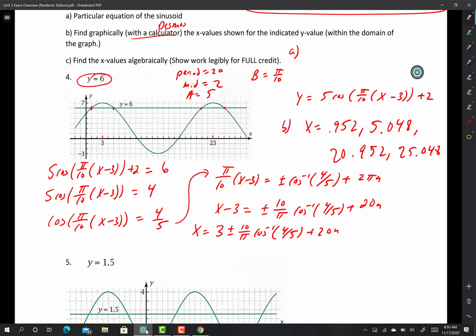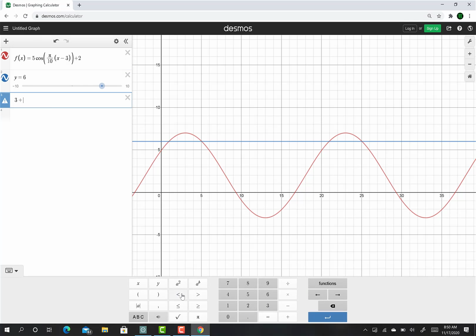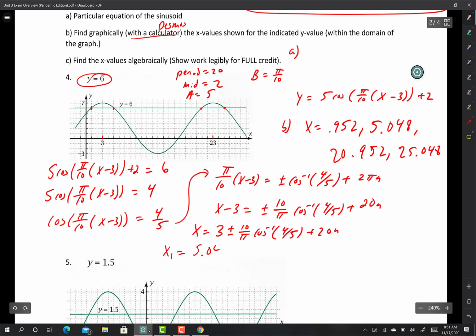So here are my two solutions. The first one I'm going to do the plus. x1 equals 3 plus 10 over pi, arc cosine 4/5. So let me take out my calculator again. Yeah, that's fine. I can use this. So I'm going to write 3 plus arc cosine 4/5. Oh, there's the 10 over pi in the front, huh? 10 over pi. And there it is, guys, 5.048. If you want to write more decimals, that's fine. 5.048 plus 20n. So you can see the 5.048 is right here on letter B. And if I add 20, you get the 25.048. So that one's good.